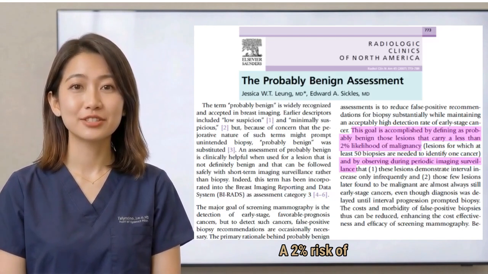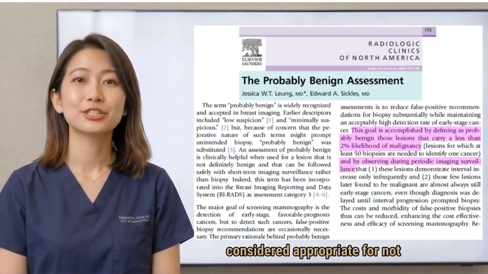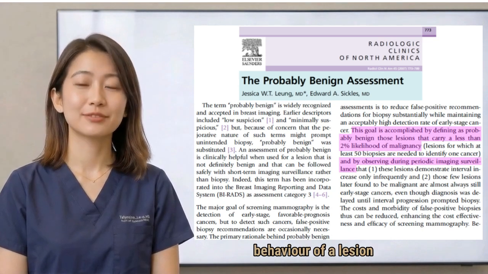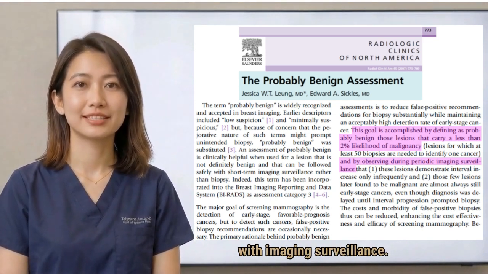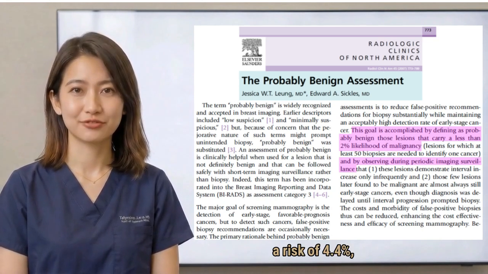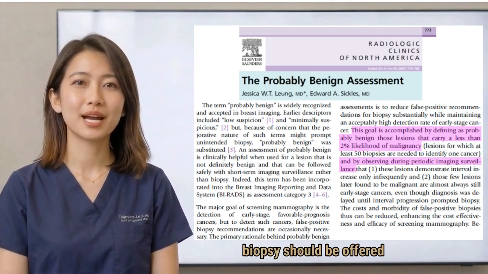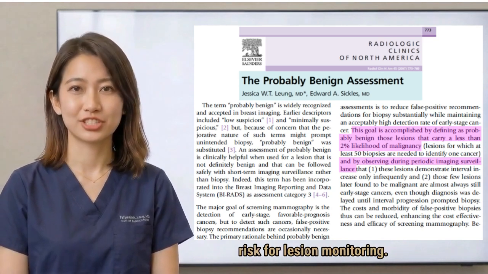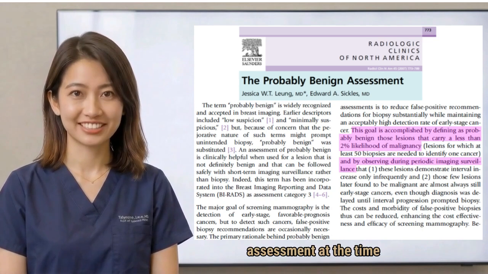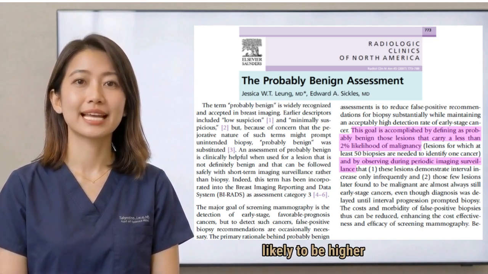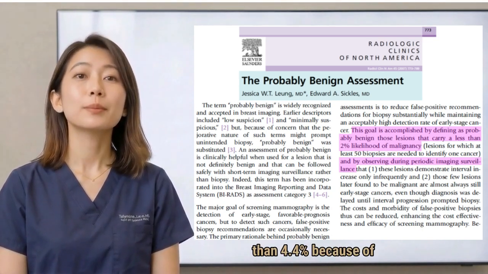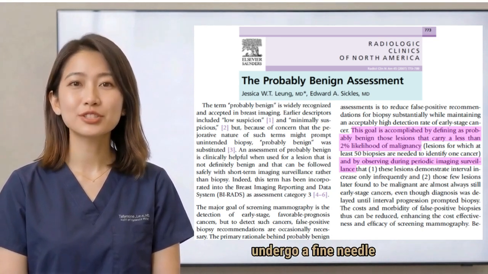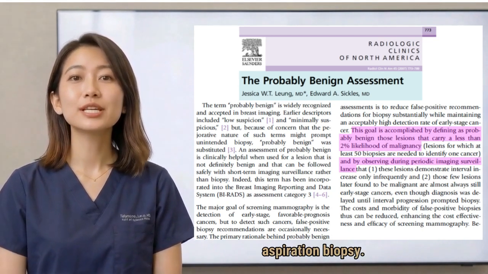A 2% risk of malignancy or less is considered appropriate for not performing a biopsy in favor of observing the behavior of a lesion with imaging surveillance. For a lesion with a risk of 4.4%, biopsy should be offered as it is at least double the accepted risk for lesion monitoring. Also, it was my assessment at the time that this risk was likely to be higher than 4.4% because of the irregular wall. K was agreeable to undergo a fine needle aspiration biopsy.